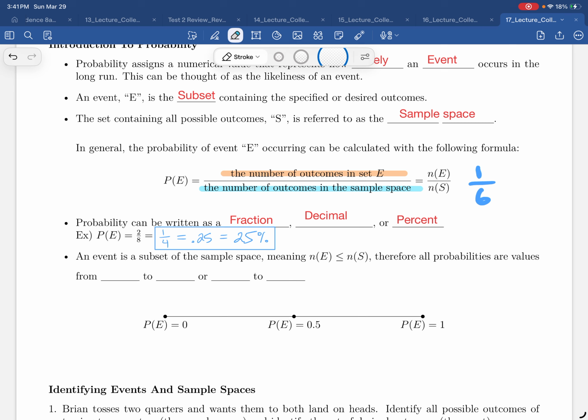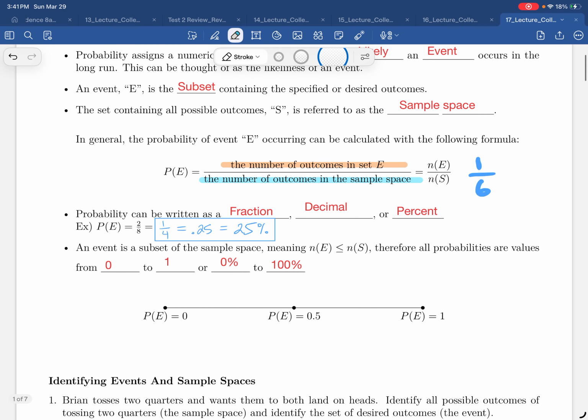An event is a subset of the sample space, meaning that N of E is less than or equal to N of S. Therefore, all probabilities are going to be from 0 to 1, or you could say from 0% to 100%. You can't have more than 100% chance of something happening, and you also can't have less than 0%. So probability is always going to be some number between 0 and 1, or between 0% and 100%.